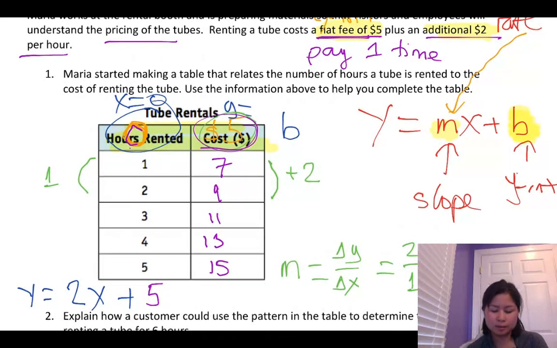So to find the slope, I have a table. I find the difference between the y values and the difference between the x values. Then put the difference of the y values over the difference of the x values right here. Okay. And now I have my equation. So create a table, write the equation.